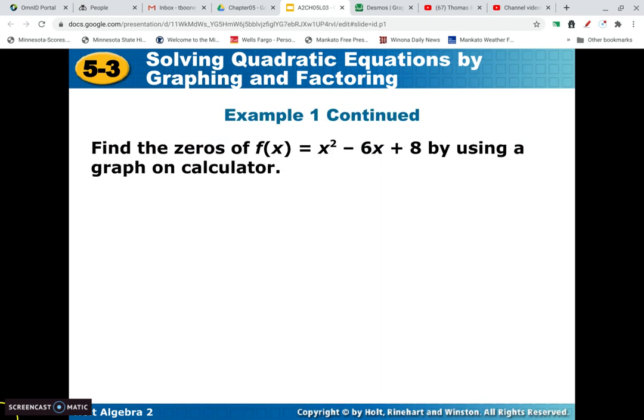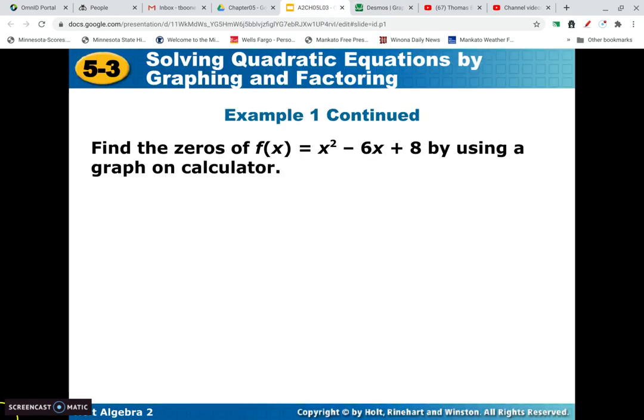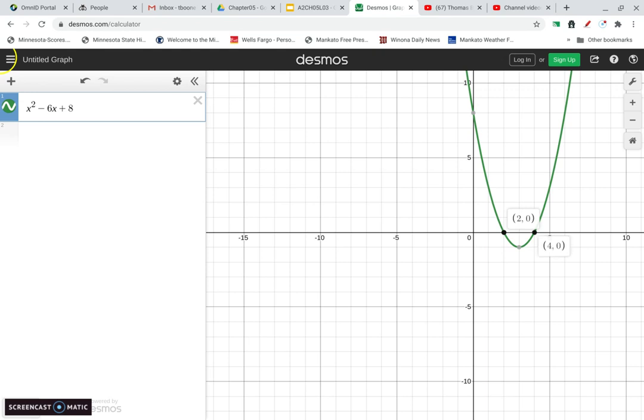So the first thing we're going to do, let's look at Desmos just to see how ridiculously easy this is. I think I have that sketched up. That's typed in correctly. So to find the zeros, all you do is you type it in. Well, there's your graph. Well, at 2 and at 4, it's just that easy. You just touch it and you're good to go. All right, so let's go back.